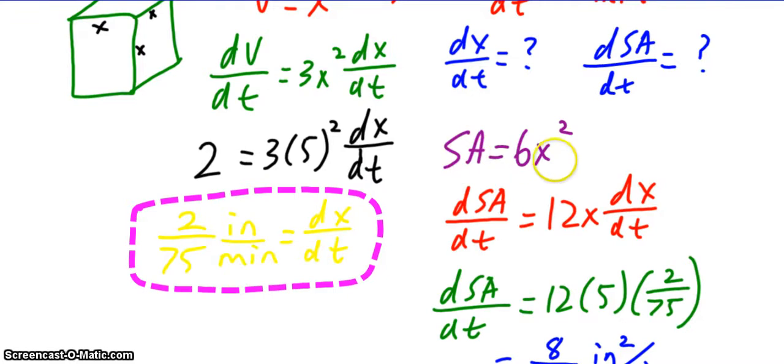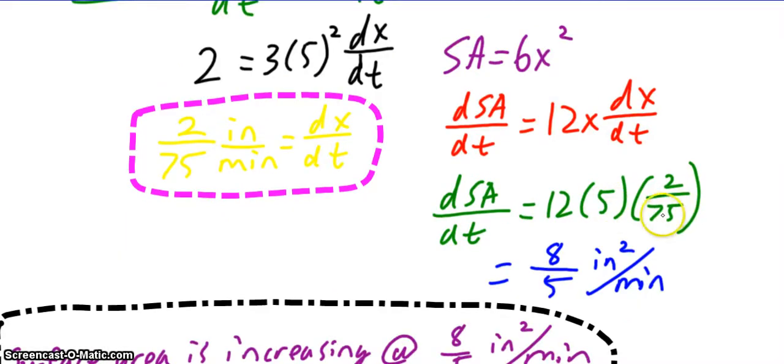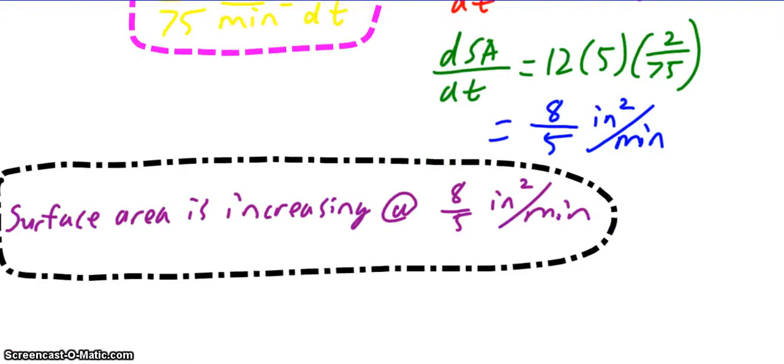Now I come over to the surface area equation, take the derivative. The derivative of the surface area is dSA/dt equals 12x dx/dt. Now I can plug in x is 5, dx/dt is 2/75. I simplify and I get 8/5 inches squared per minute. So then the context again is the surface area is increasing at 8/5 inches squared per minute.